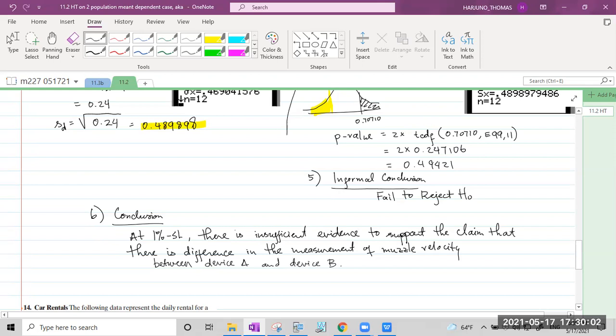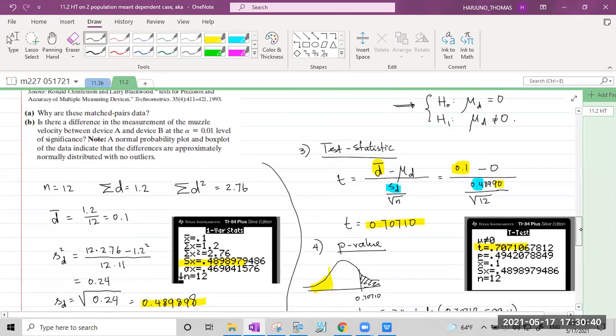So it doesn't say there is no difference. It's just saying that we don't have enough evidence to support that claim. From the samples we see that there are differences, but the differences are not significant. The p-value is almost 50%. Notice that at the same time, I already gave you the calculated result, right?